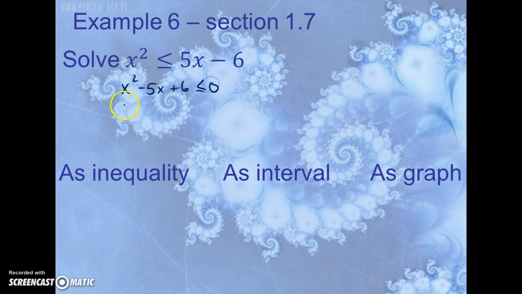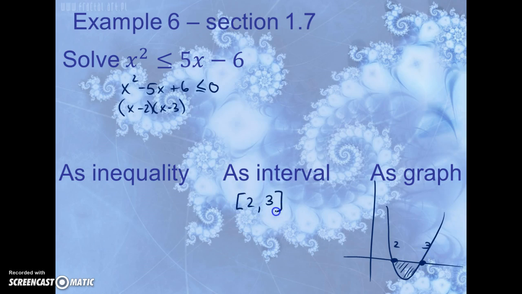this is pretty straightforward to factor. And I realize that positive 2 and positive 3 are interesting on this graph. My leading coefficient is positive, which means my parabola is opening upwards. So basically, I want to know what portions of this parabola are underneath 0. It's going to be this little window in here. As an interval, that's going to be between 2 and 3.